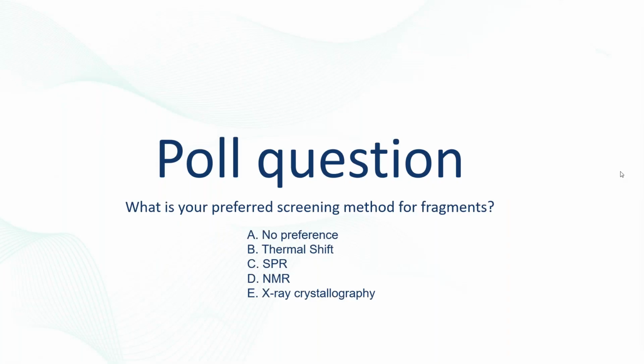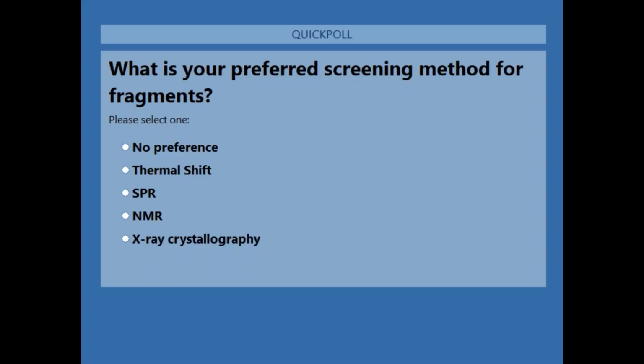Now we're going to jump into poll question number 2. And just like before, it's done in real time, so your participation is strongly encouraged again. And here is the question: what is your preferred screening method for fragments? Is it no preference, thermal shift, SPR, NMR, or is it X-ray crystallography? So please go ahead and cast your votes again.